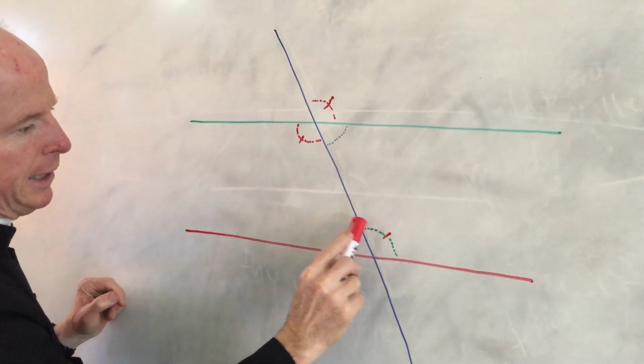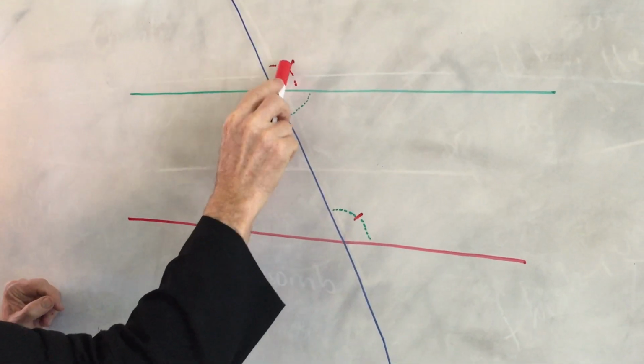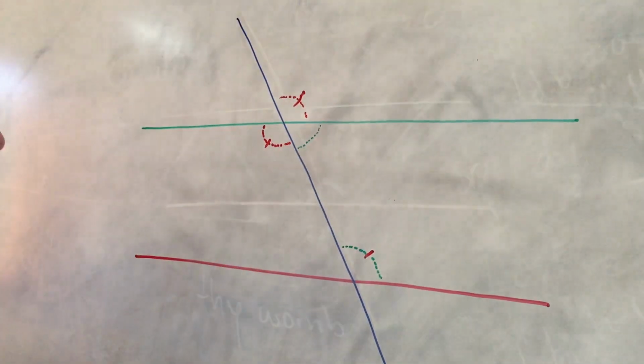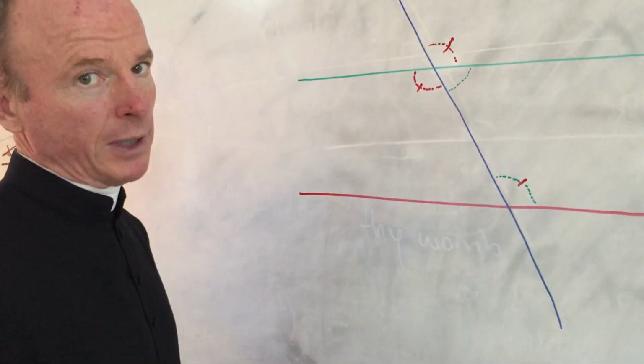So we showed that if there be two parallel lines and a straight line falling upon them, it creates alternate angles equal, the exterior angle equal to the opposite interior angle, and the two interior angles on the same side equal to two right angles.